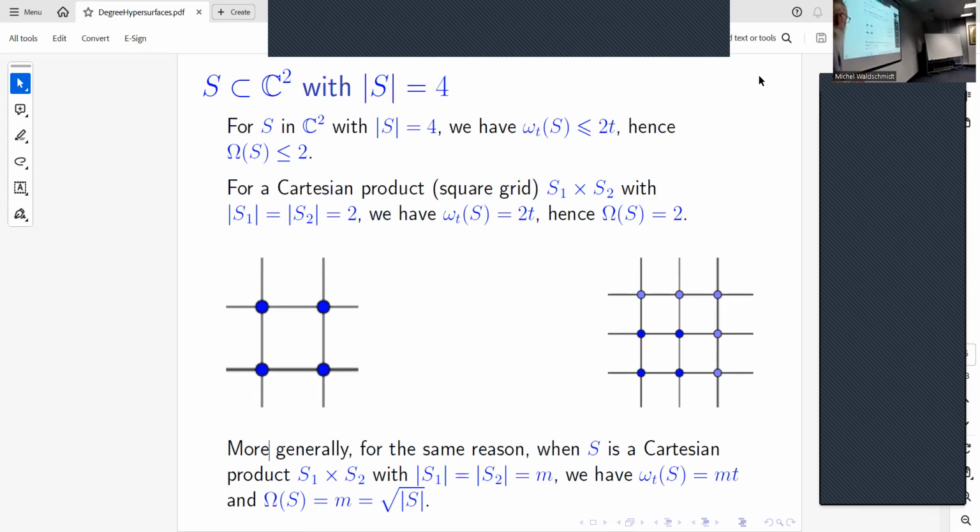It is the same in general if you have the Cartesian product S1 times S2. If S1 and S2 have n elements, then omega t of S is nt. And so the limit, capital omega of S, is the square root of the number of elements. So the case of the grid, of the Cartesian product, is easy, and this is the same for 4 points in general.